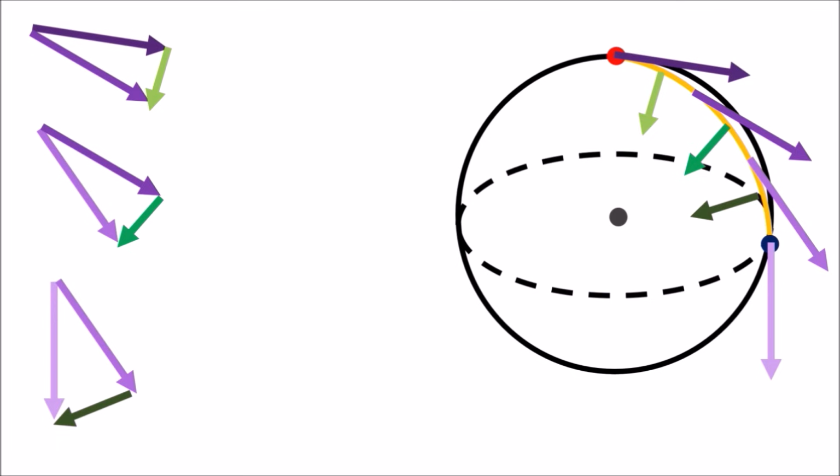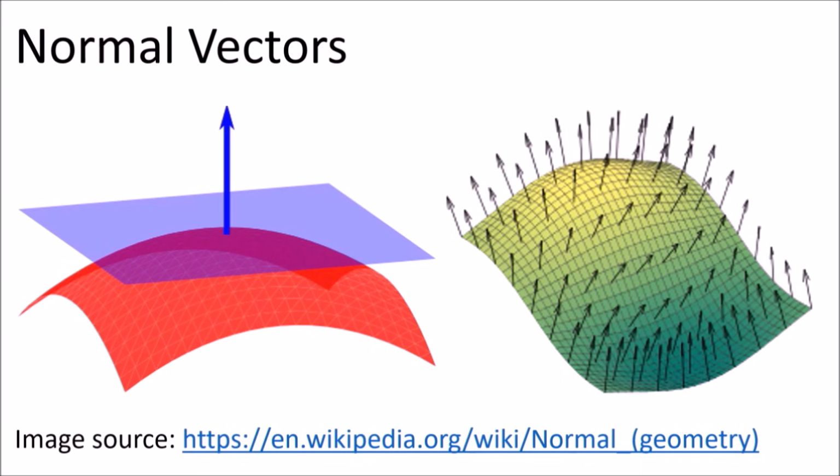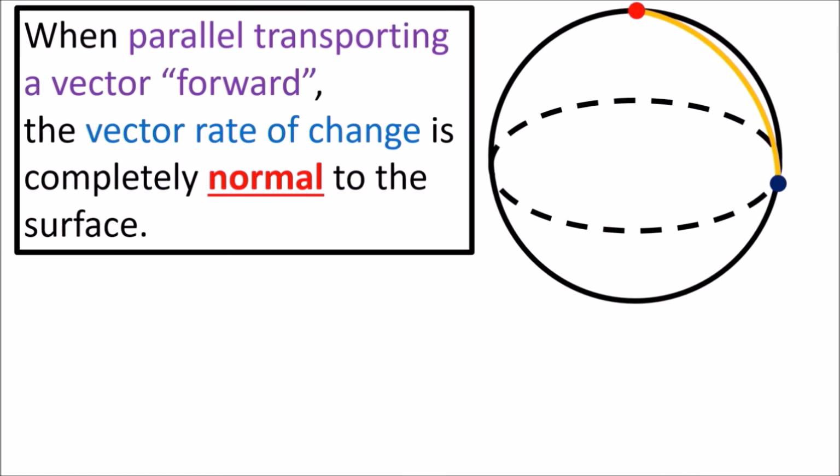So what we've shown is that when we parallel transport a vector, the rate of change of that vector always points in a direction that's normal to the surface. So recall that normal vectors always point directly out of the surface, perpendicular to the tangent plane. So when we parallel transport a vector forward, the vector's rate of change is always completely normal to the surface, so it sticks directly in or out of the surface, perpendicular to the tangent plane.